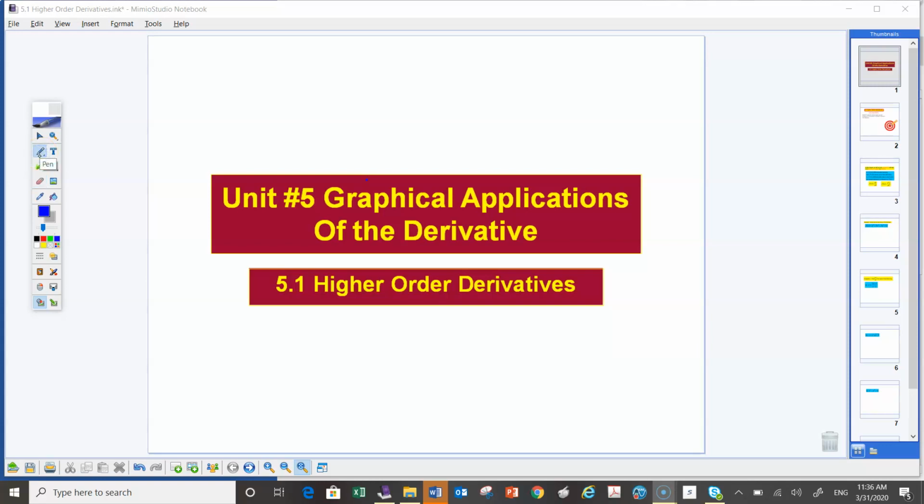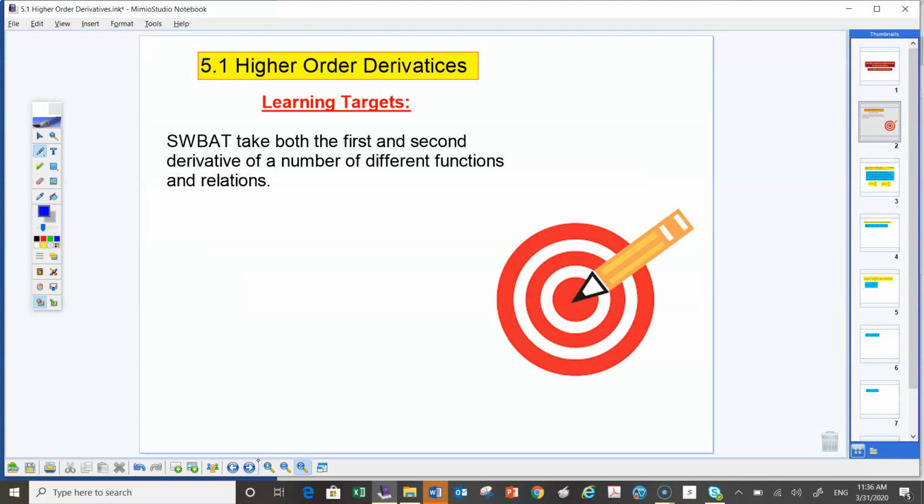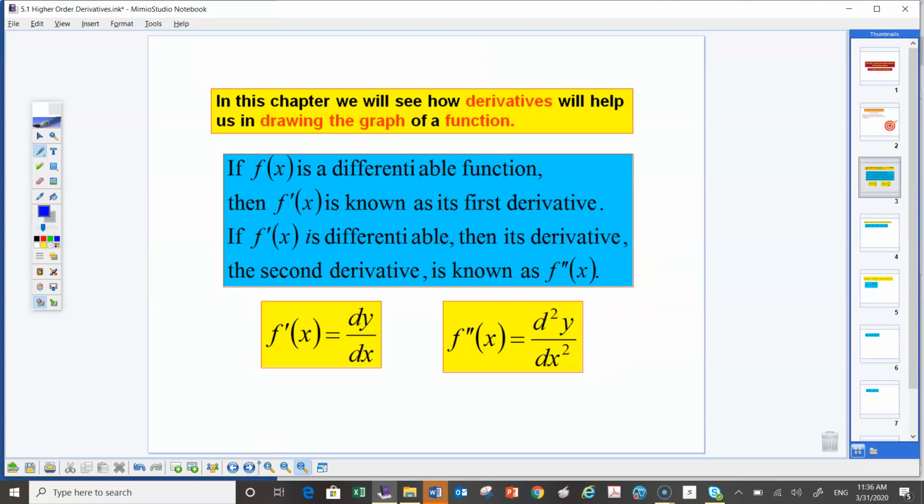Today we're going to start into Unit 5, which is the graphical application of derivatives. And today we're going to start with Section 5.1, higher order derivatives. In this chapter we'll see how derivatives will help us in drawing the graph of a function.